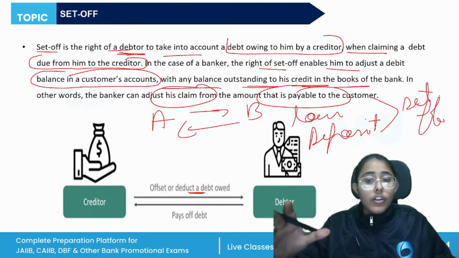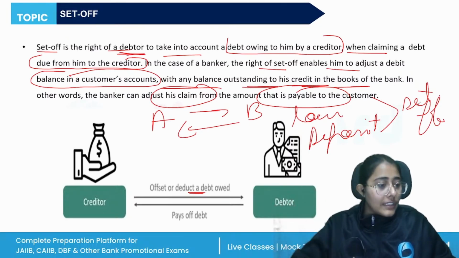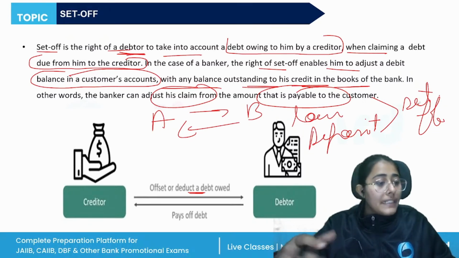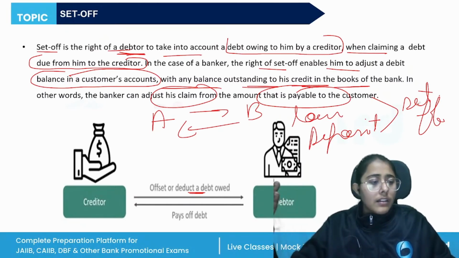Now, the bank or the creditor cannot use both the rights together. They can use either the banker's lien or the set off. They cannot use both of them together. Also, a debt that is not yet due cannot be set off against a debt that is already due. Plus, the credit balance in the account cannot be set off against a contingent liability. And the account cannot be debited until the demand is actually made or the due date has actually arrived. So these are certain conditions or salient features of a set off.